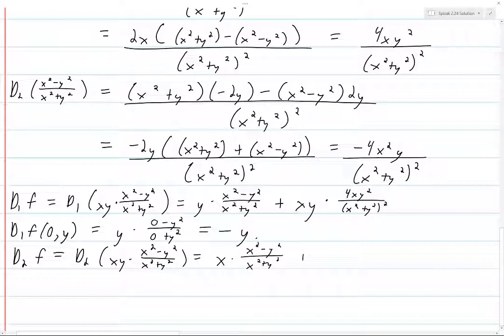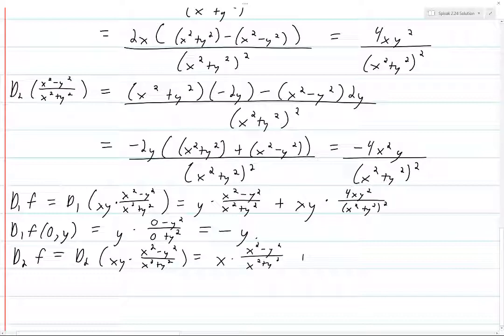Now for part B, we want to evaluate the second derivatives. So now d2 of f of x comma 0 equals x. This means that if we take the derivative of this equation with respect to x, then d1 of d2 of f of x0 is going to be d1 of x, which is just 1. But d1 of d2 of f is just d1,2 by definition. So d1,2 of f at x0 equals 1.